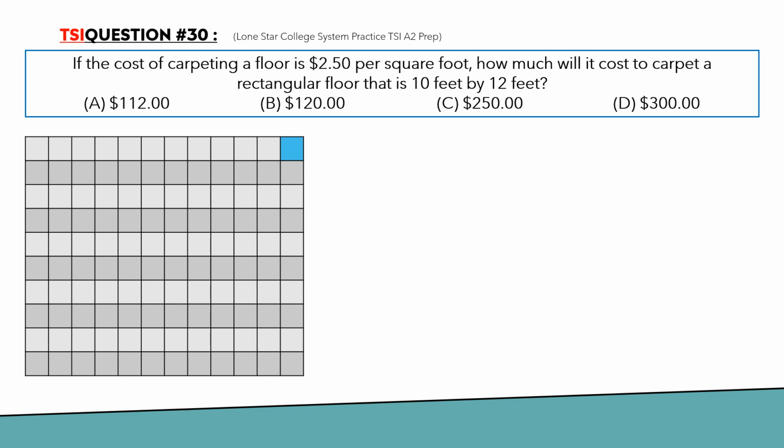If the cost of carpeting a floor is $2.50 per square foot, how much will it cost to carpet a rectangular floor that is 10 feet by 12 feet?